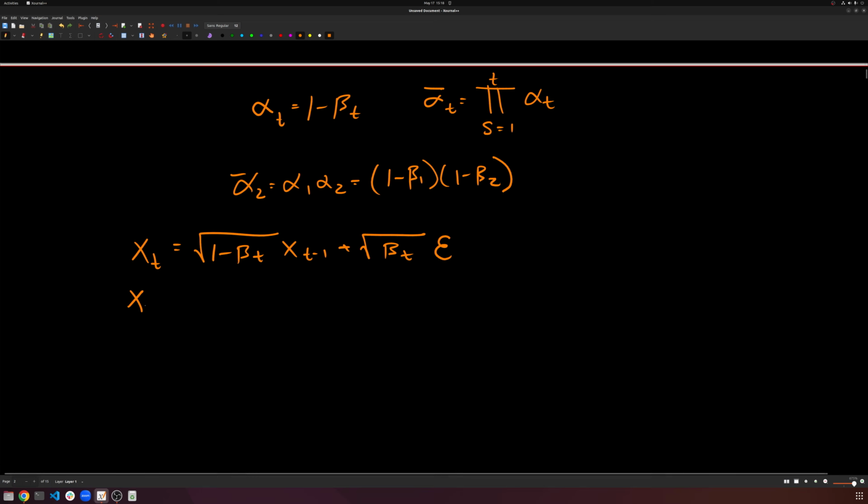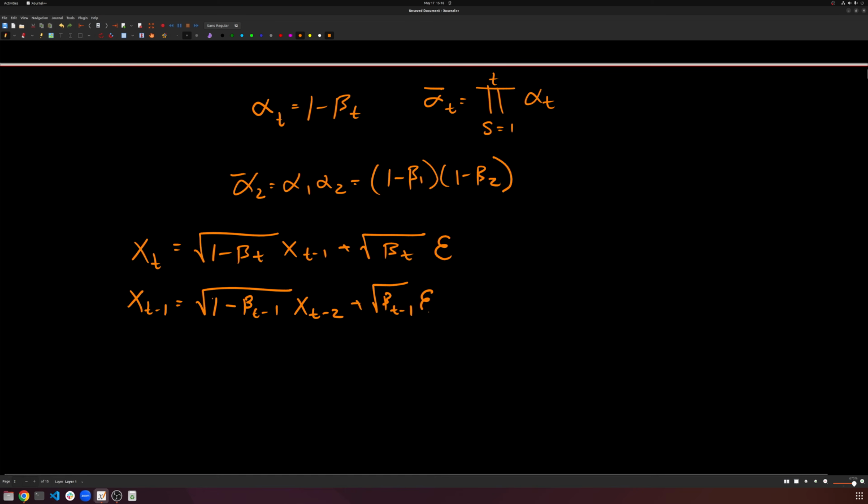So let's also write x_{t-1}, which will similarly be square root of 1 minus beta, but instead of beta_t, it's going to be beta_{t-1}. We're going to reach into x_{t-2}, plus square root beta_{t-1} epsilon. So we've basically re-indexed everything one back, because the formula is the same no matter what time step we're at. And so let's go ahead and take this and plug it into here, right?